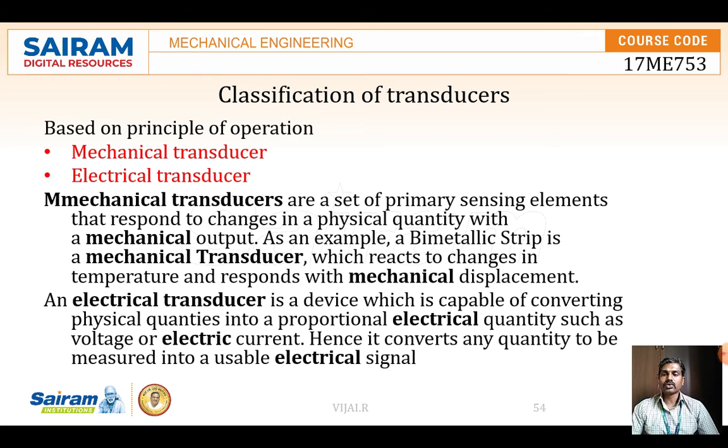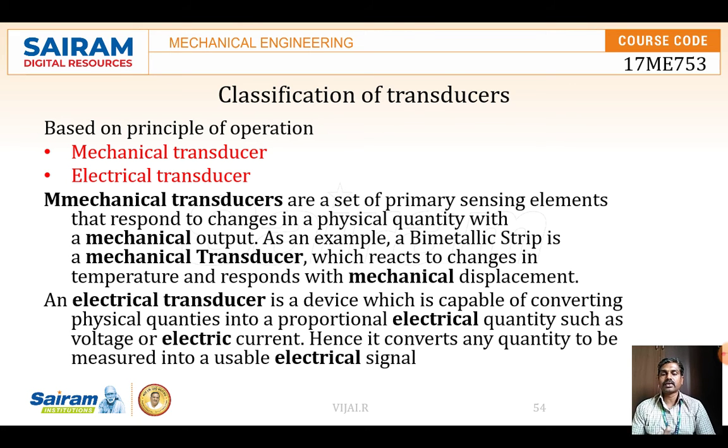And the other classification is mechanical transducer and electrical transducer. We get the bimetallic strip as a mechanical transducer, where there is a change in mechanical displacement, or it responds with mechanical displacements. The bimetallic strip expands when it observes the temperature. So measuring a quantity is one thing, and the output may be in terms of mechanical displacements. So we call it a mechanical transducer.